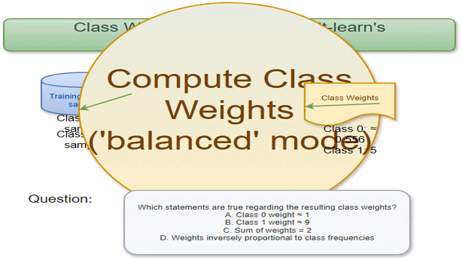Now, let's tackle the imbalance. We'll calculate weights for each class using the balanced mode. This method ensures that the weights are inversely proportional to the class frequencies, meaning the minority class will get a higher weight.